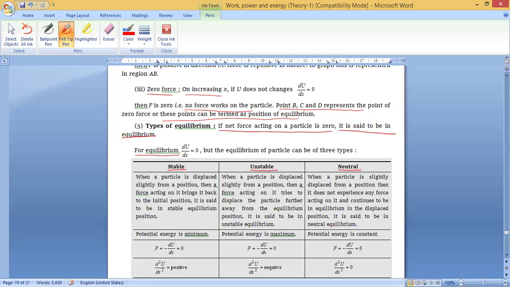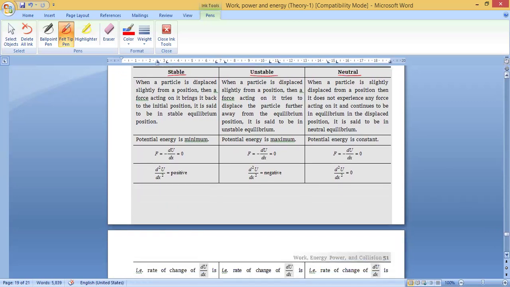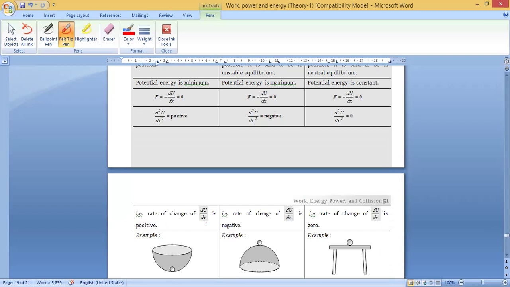So when a particle is displaced slightly from a position, and a force acting on it brings it back to the initial position, it is said to be in stable equilibrium. Example is given here. Suppose this particle is slightly displaced in this direction. After that it comes back to the initial position. This is the stable equilibrium.